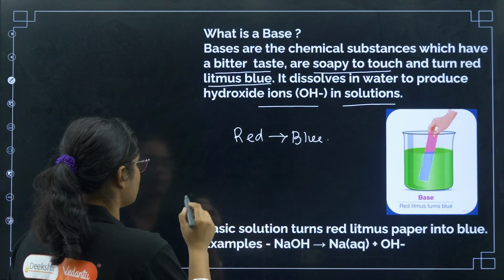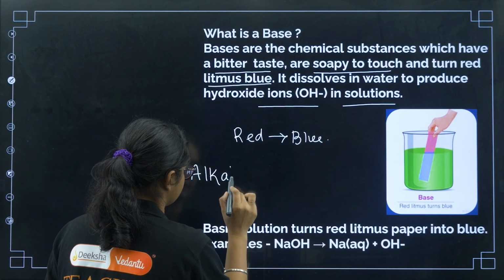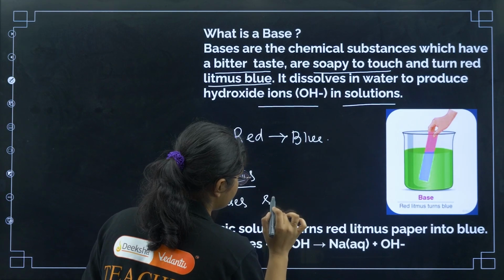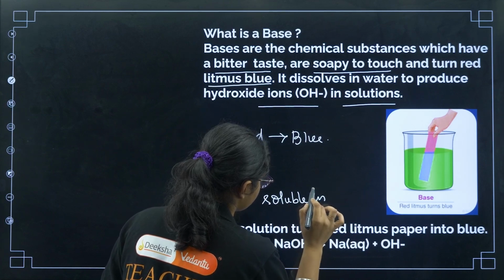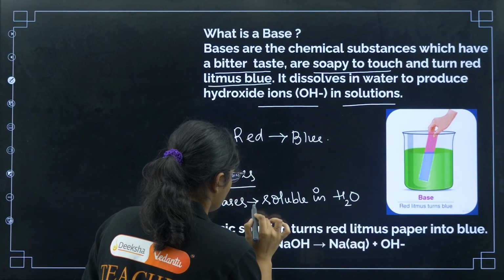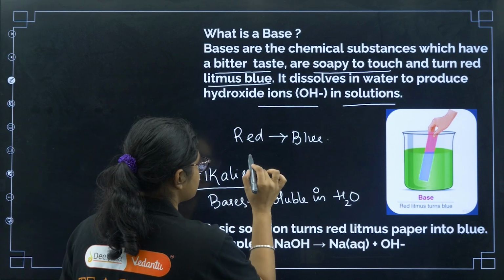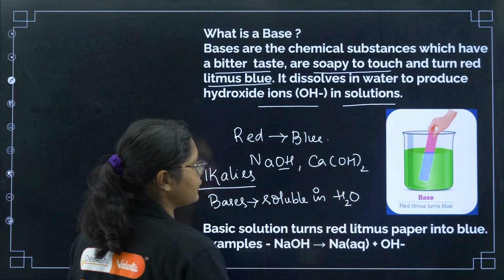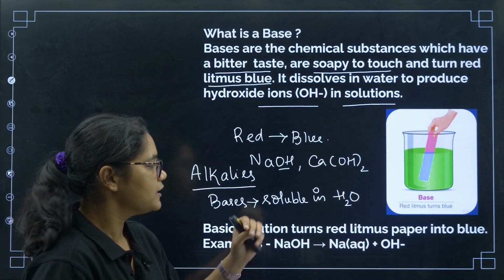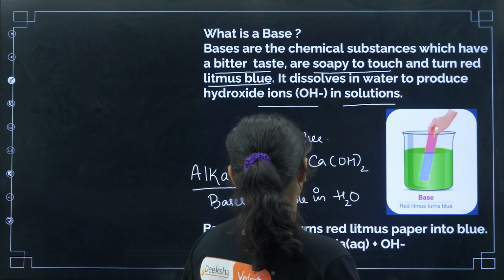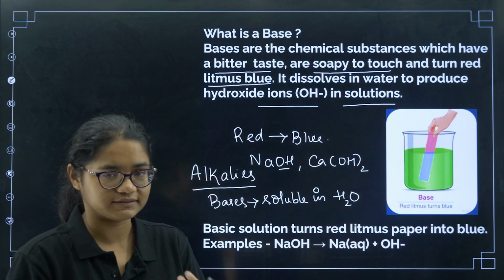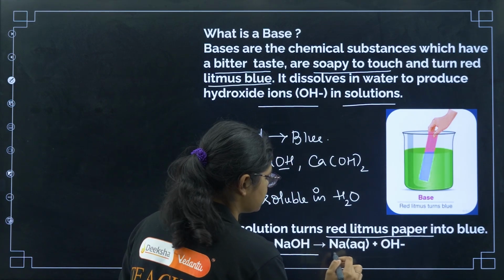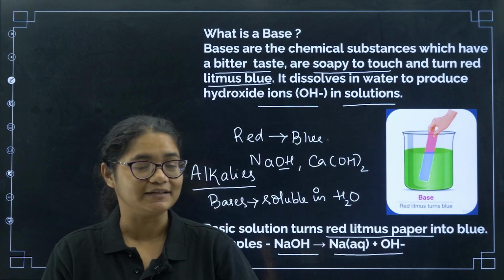Now here one more important thing that we talk about is alkalis. So what are alkalis? Alkalis are those bases which are soluble in water. Now examples of some bases, if you see NaOH, here OH- is produced, calcium hydroxide, magnesium hydroxide, these all are the examples of bases. Here you can see it changes the red color to blue. Litmus color change happens in this way. Turning red litmus paper into blue, examples are NaOH. When you dissociate in water, it gives you Na+ and OH-.